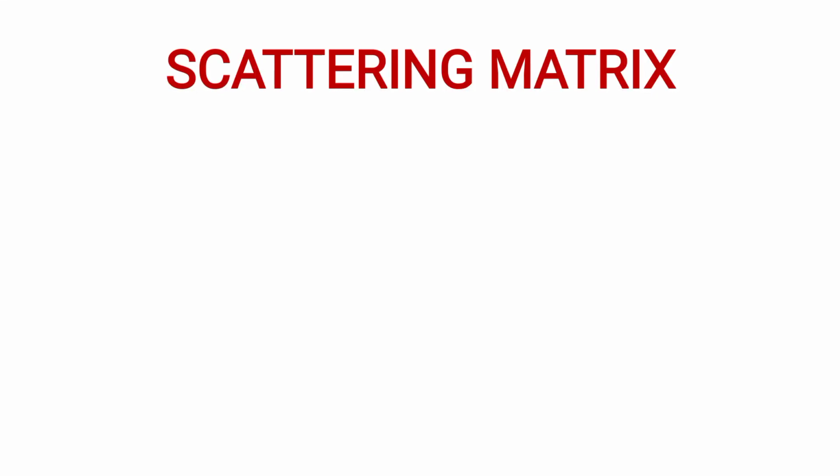Hello friends, in this video I am going to teach you about what is a scattering matrix. This scattering matrix is a very important thing in microwave junctions. We know microwave junctions are used to split or add microwave signals in microwave waveguides. The scattering matrix is the matrix which gives the power relationships of the different ports of the microwave junction.